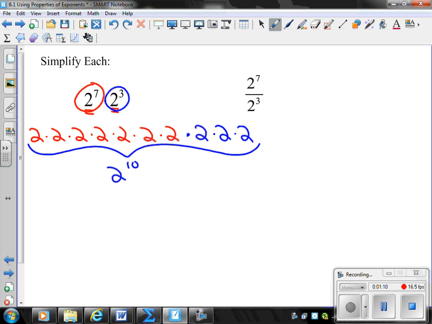But that's the long way, right? The short way is to look up here and say, okay, again, same base, we can just add our exponents, right? So we can say this is 2 to the 7 plus 3, or 2 to the 10th.